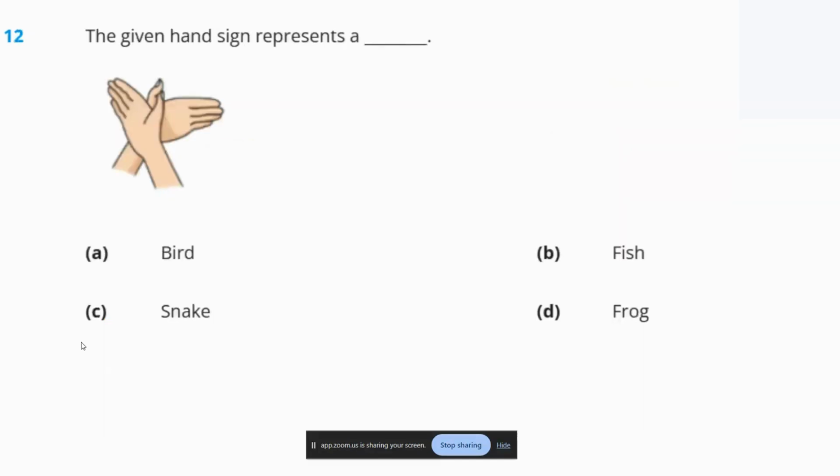Right. Next. The given hand gesture represents what? It represents a bird, fish, snake, or frog. It represents definitely a bird. This gesture represents a bird. Option number A is our right answer.